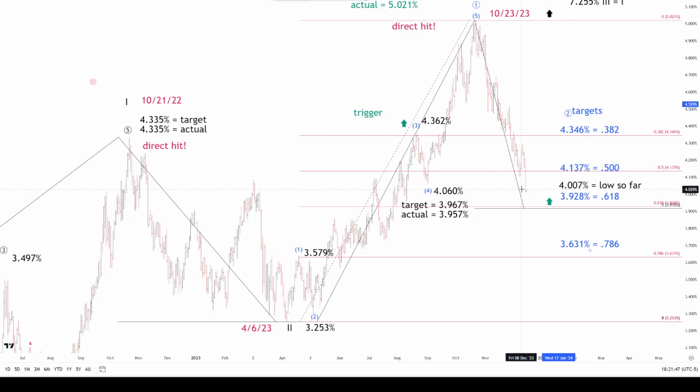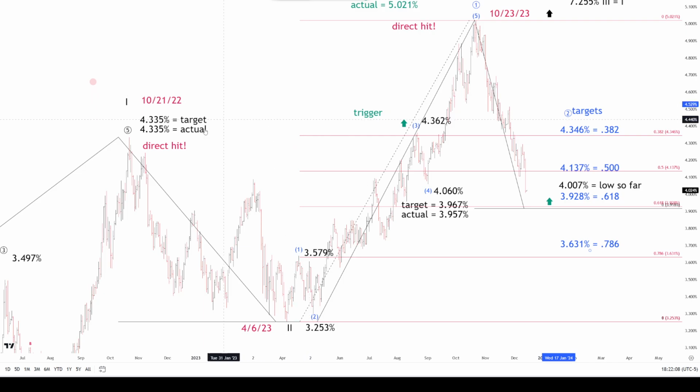This wave 2 could go all the way to 786 at 3.681, but it cannot retrace 100% of the first wave, which began at 3.253. So the next move up will be wave 3 when this wave 2 decline is over. It will go above the wave 1 high right there.